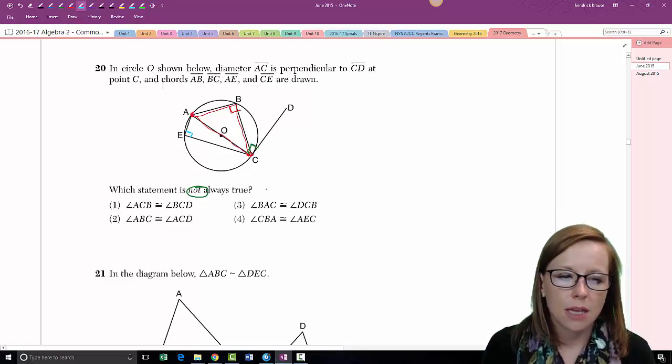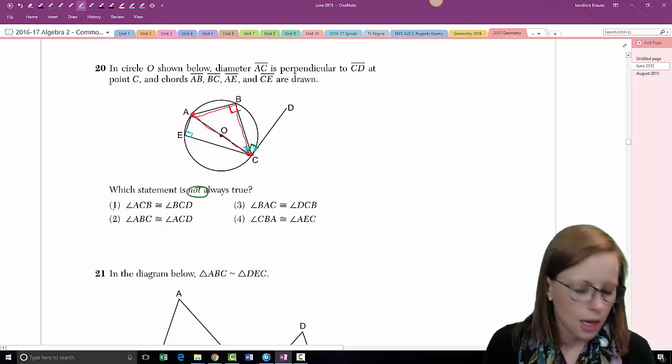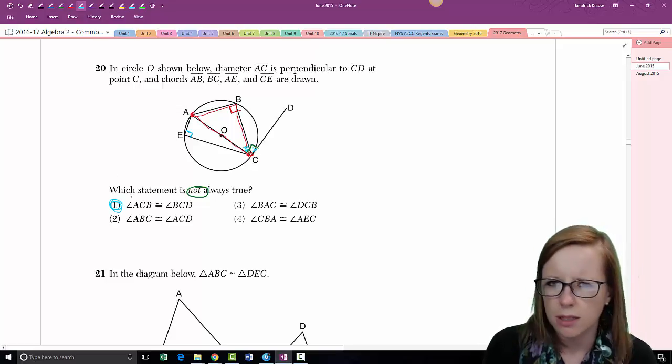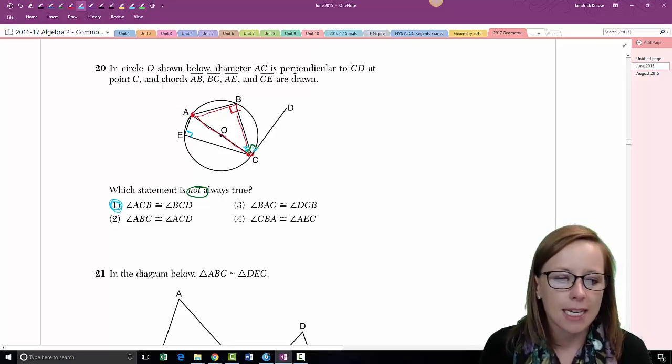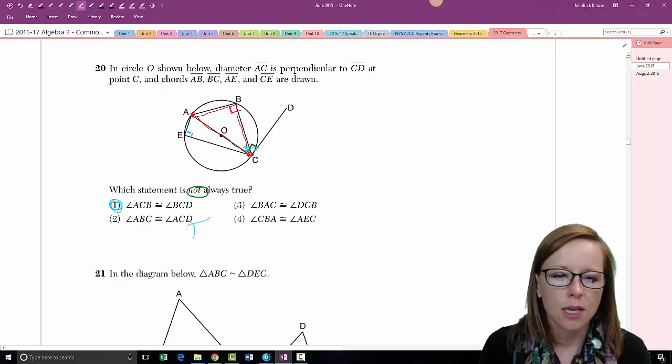So which statement is not always true? Angle ACB, this piece here, is congruent to BCD. Oh yeah, no, that's not always true. They don't always bisect. So that's it. It's choice one. Don't think that that's a thing, by the way. ABC is congruent to ACD, both right angles. Okay, that's true.